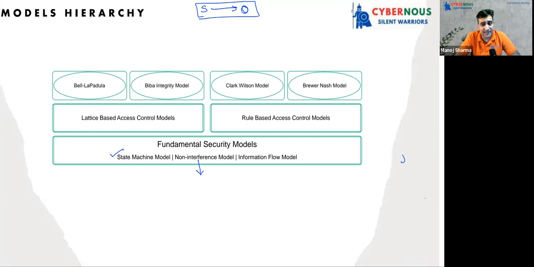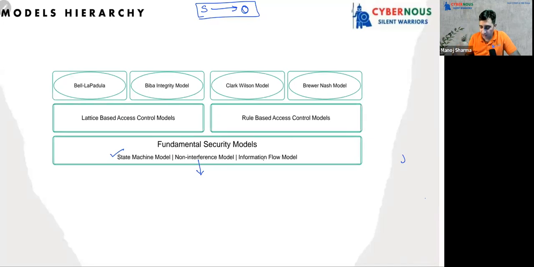Isn't it? The same principle here as well. A particular user is okay to do whatever they want in their own profile, in their own parallel profile, but they should not be able to disturb other users which are there on the same system. So that is called the non-interference model.